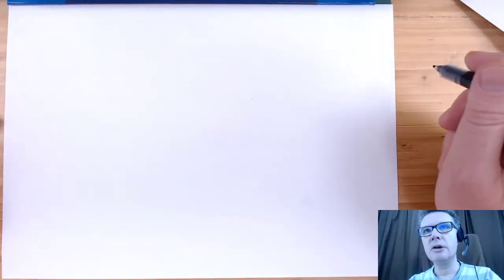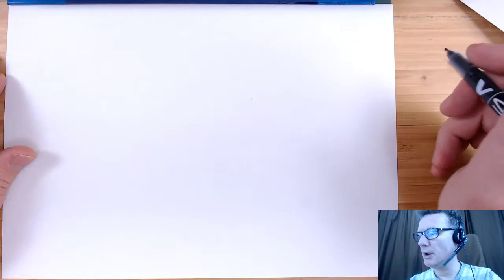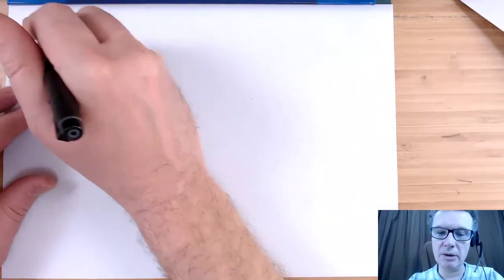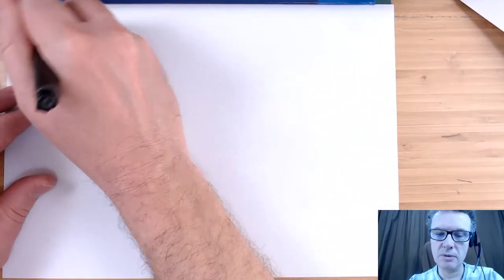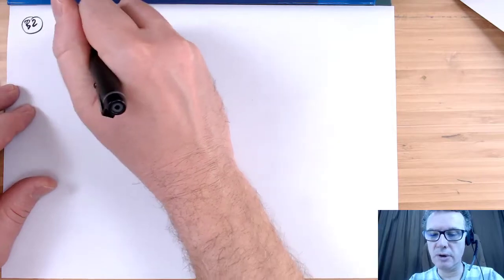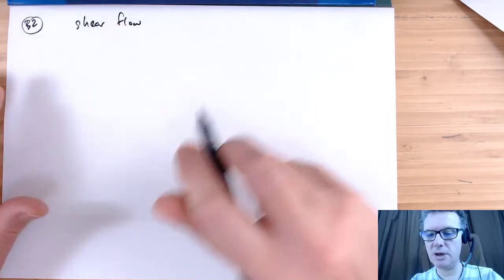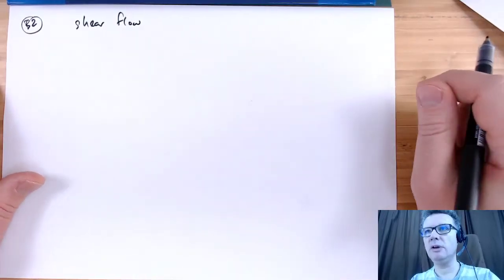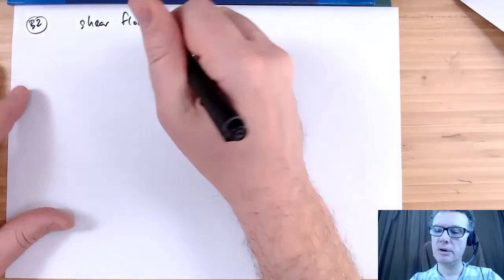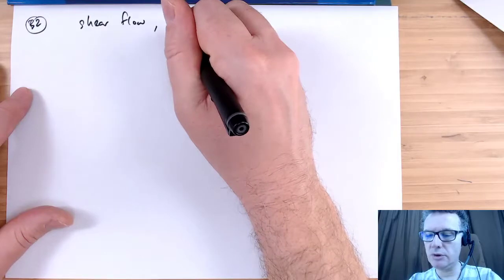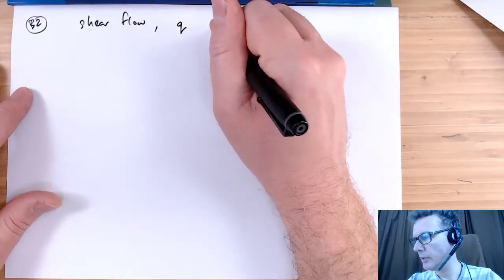Hello everybody, we're going to talk for the second bonus about shear flow. What is it? Where does it come from? Maybe a hand-wavy derivation. So normally the symbol used is Q.